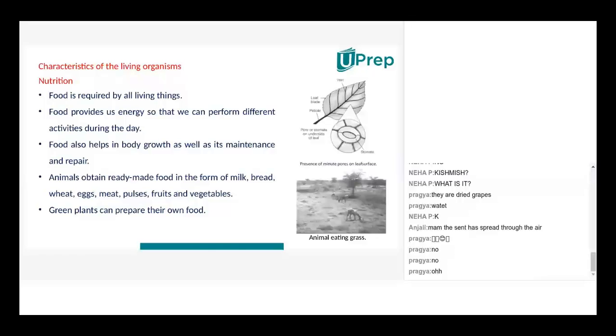Animals obtain ready-made food in the form of milk, bread, wheat, eggs, meat, pulses, fruits and vegetables. Okay, this is basically animals, herbivores, carnivores, they get ready-made food at times. At times they hunt for it, and many times they get it directly, right? But green plants can prepare their own food. They are the only selfless living organism that we have. They are the best, because they are the ones who give food to everyone.